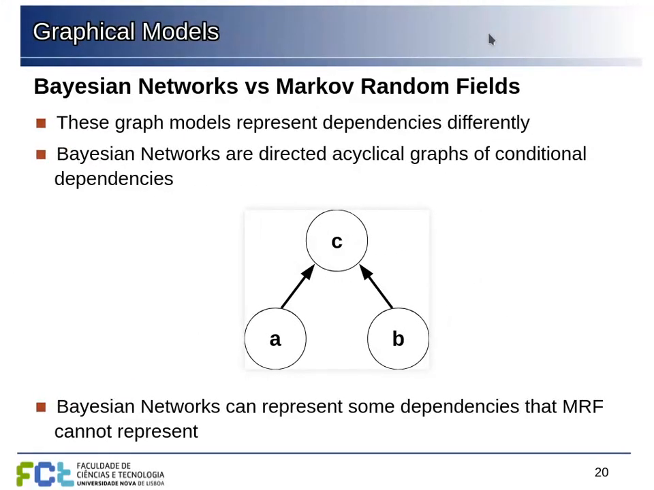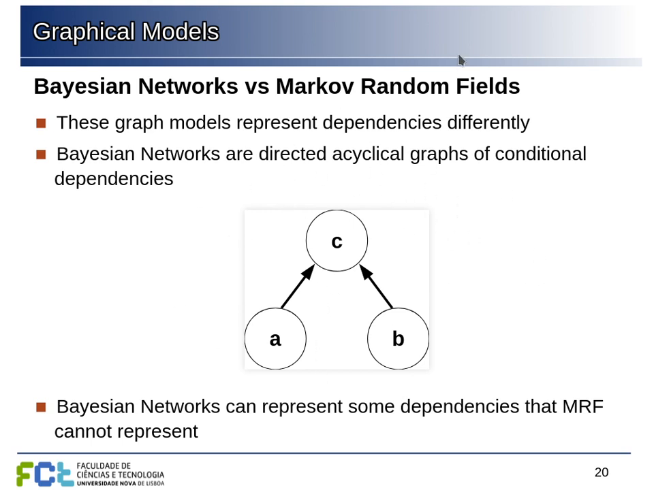So an important difference here between these two is the way they represent these conditional dependencies or conditional independencies. In the case of Bayesian networks, we have these directed edges that specify, for example, here that C is dependent on A and B, but A and B are not dependent on C. This is a unidirectional dependency. So this allows us to express some dependencies that Markov random fields cannot represent. On the other hand, Bayesian networks cannot have loops.